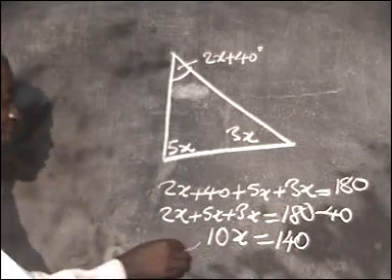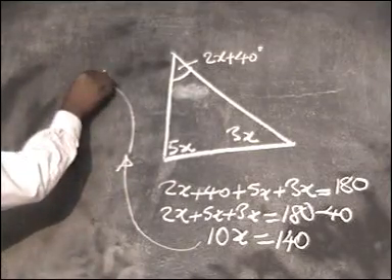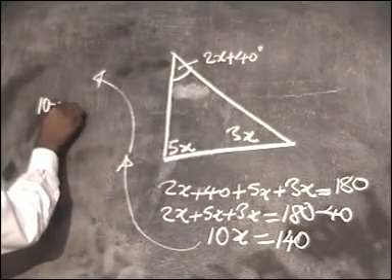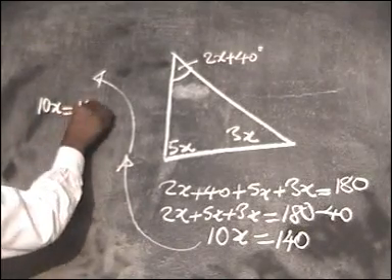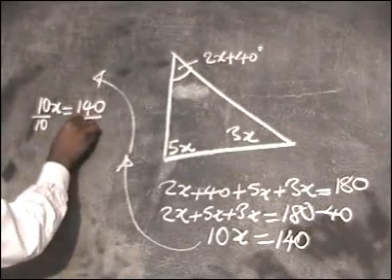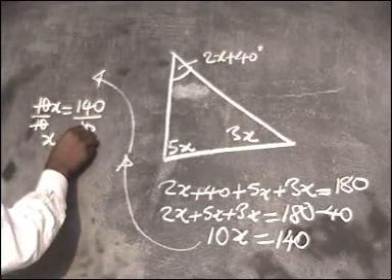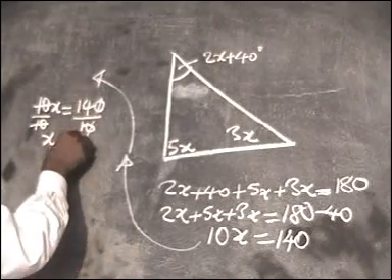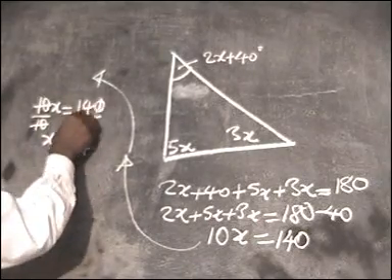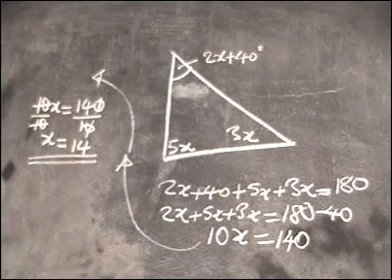From there, if I can transfer this to where there is enough space, this is 10x equals 140. If 10x is equal to 140, divide by 10 this side and by 10 that side, that and that cancel, and x is equal to 140 over 10. Just cancel a 0 and a 0. 14 over 1 is 14. So x is equal to 14.